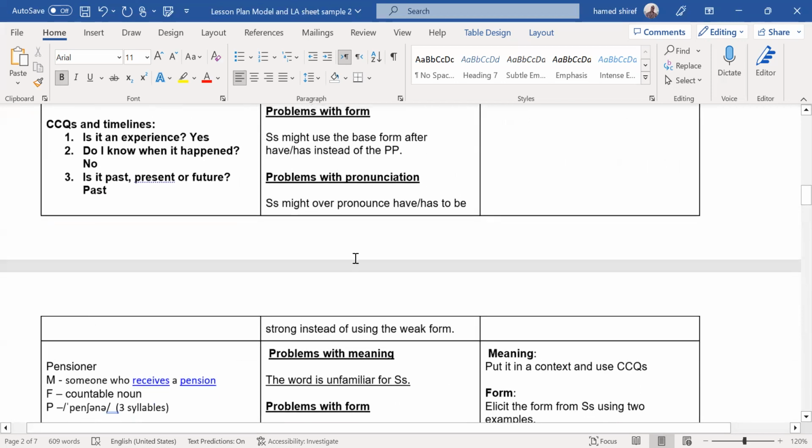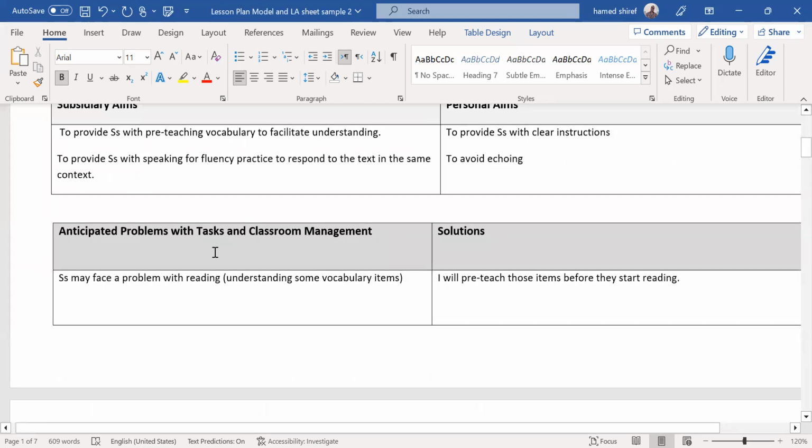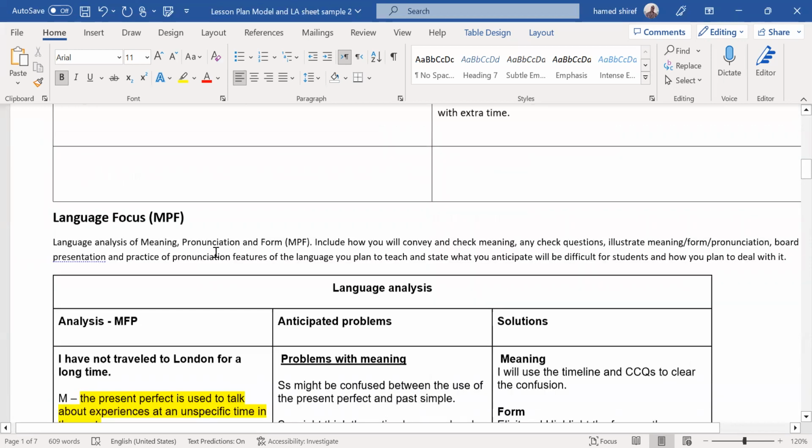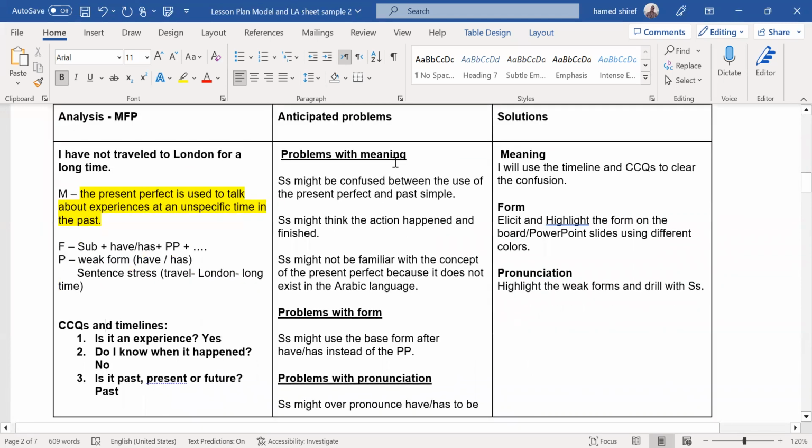Okay, and here we have the anticipated problems. Now, remember on the cover page, we said we have anticipated problems with tasks and classroom management, but in the language analysis, we have anticipated problems with the language you're teaching. So we divide the problems into, again, three sections: problems with meaning, problems with form, problems with pronunciation, and make sure the problems are relevant to the structure and to the level. Okay, not just the structure and the level, and make sure they are realistic and try to find solutions for these problems. Okay, and you can read the problems here and the solutions.